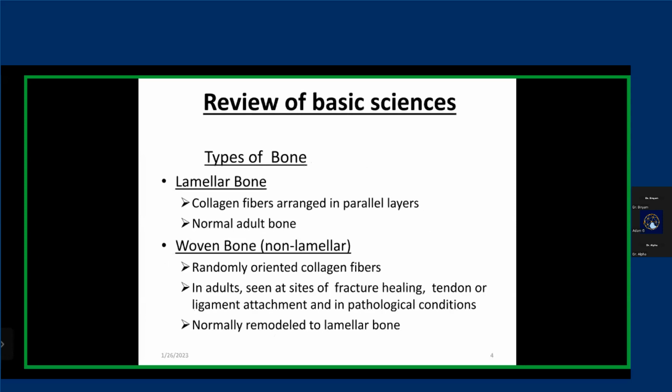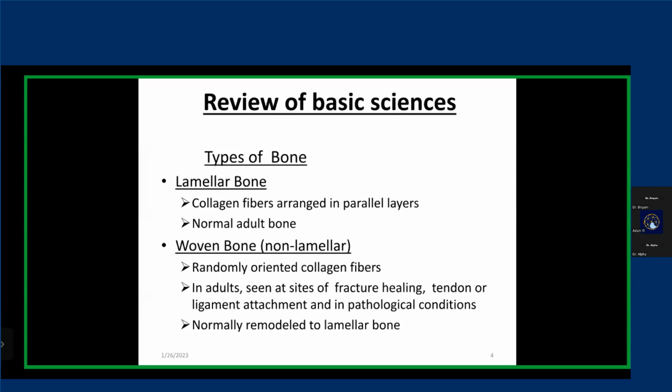So I'll go on. Just to recap basic sciences, we generally classify bone into two: lamellar bone and woven bone. Lamellar bone is mature bone. It's the bone we find in adults and in healthy individuals. So it's both the cancellous and cortical bone. That's the lamellar bone. It's a well-structured, patterned kind of bone.